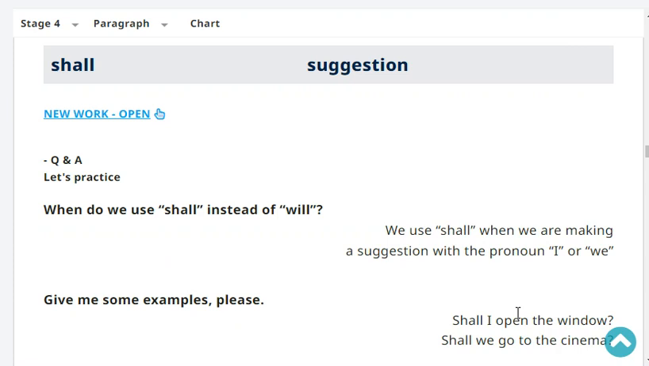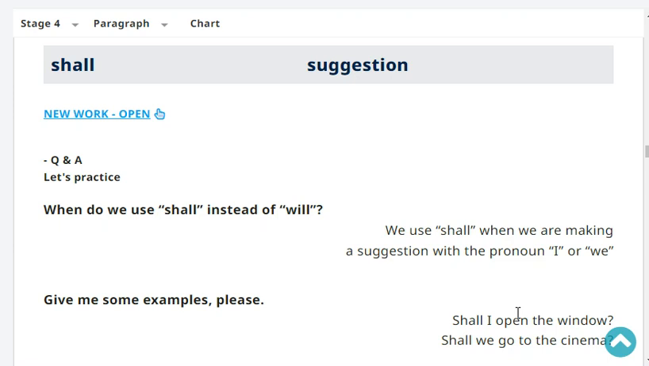We use shall when we are making a suggestion. When we make a suggestion with the pronoun I or we. I or we. Very good.